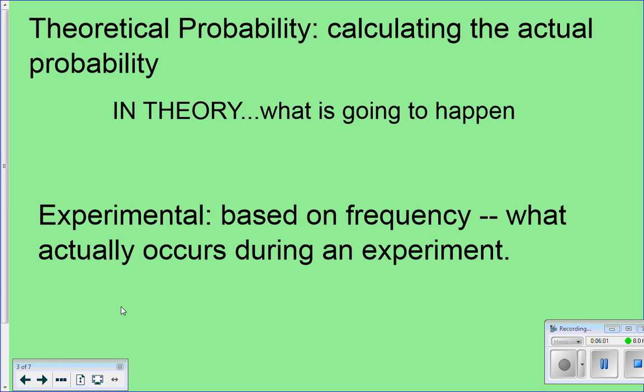In theory, what's going to happen, what should happen on paper. Experimental probabilities, you actually do an experiment, and then you get your results and figure your probability from there.